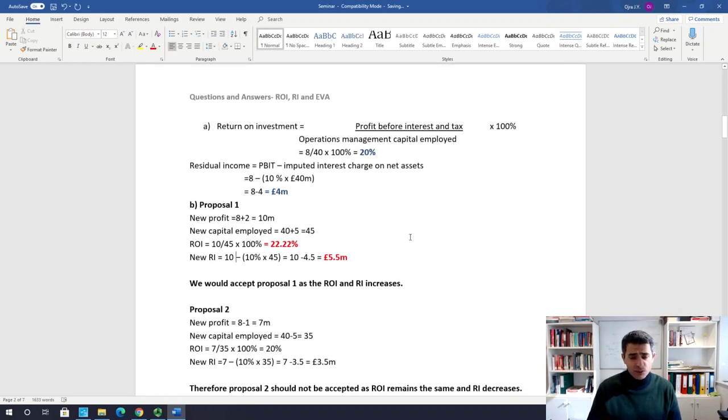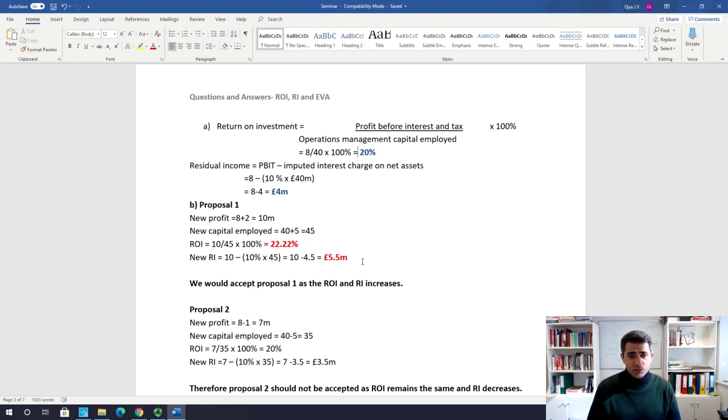Based on the figures, proposal 1 can give the division or the company a higher percentage of 22.22%, higher than the 20% without the proposal. Fair enough. So there is an extra 2.2%, which can really help the business.